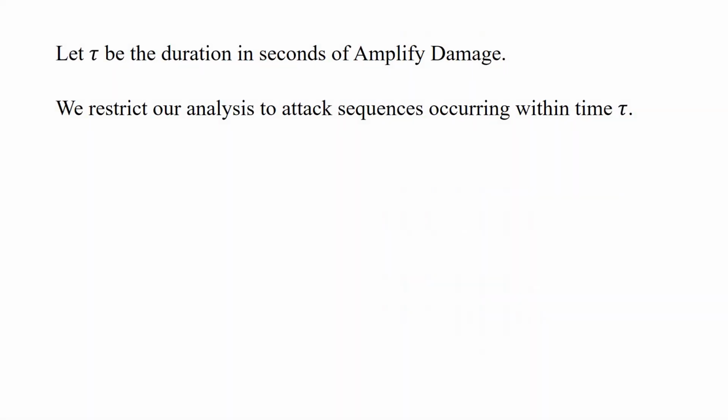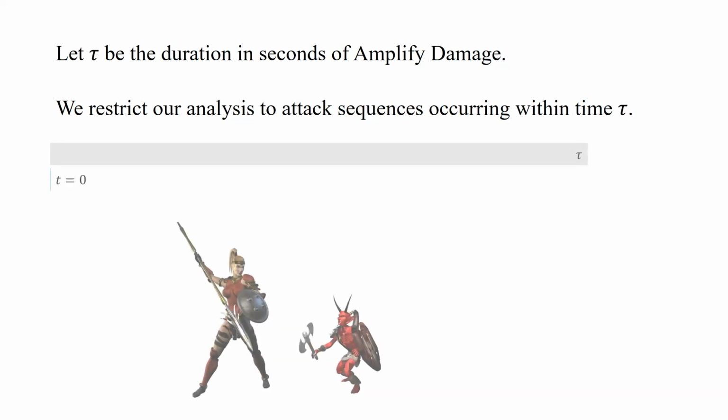In this equation, we restrict our analysis to sequences of attacks that occur within a time interval tau, where tau is just the duration, in seconds or frames if you insist, of amplified damage. So here's an example. Let's say we have some level of amplified damage and there's tau, some duration of time, and we start the clock at t equals 0 seconds, right?